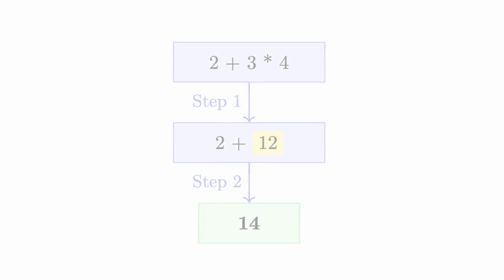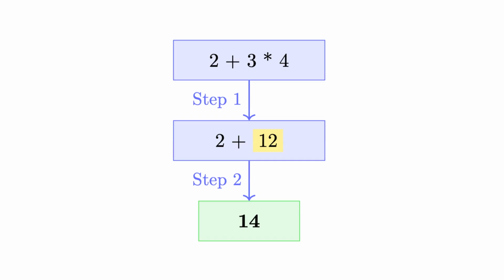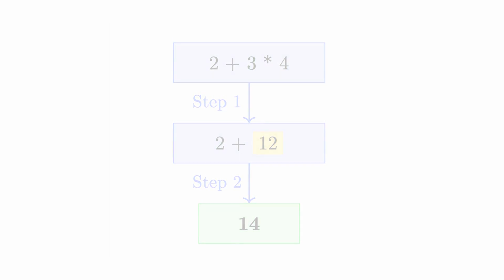Let's trace through our example step by step. We start with 2 plus 3 times 4. First, we look for parentheses. There aren't any. No exponents either. But we do have multiplication. 3 times 4 equals 12. Now we have 2 plus 12, which equals 14. That's why Python gives us 14, not 20.